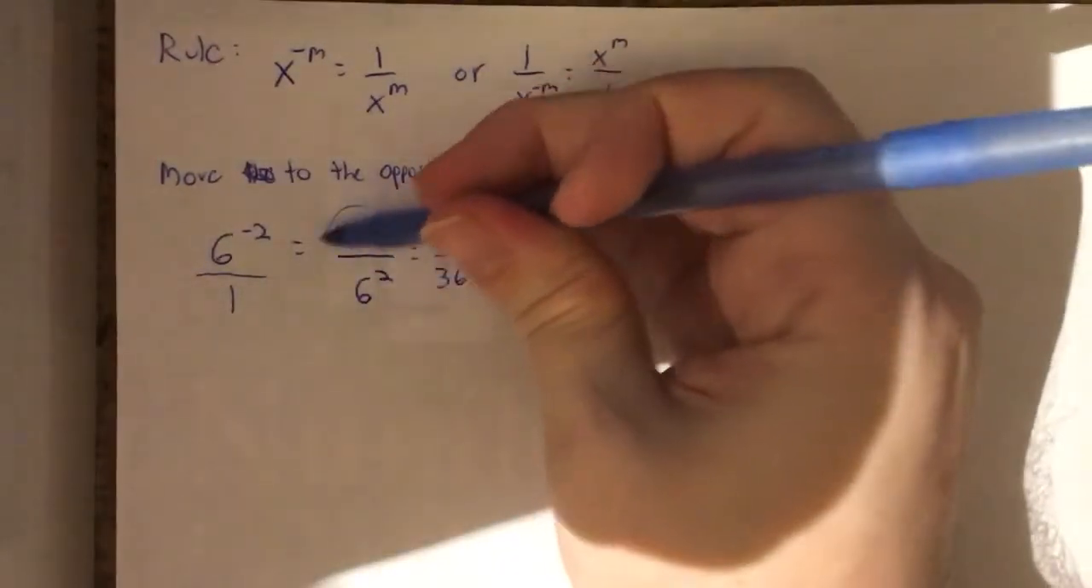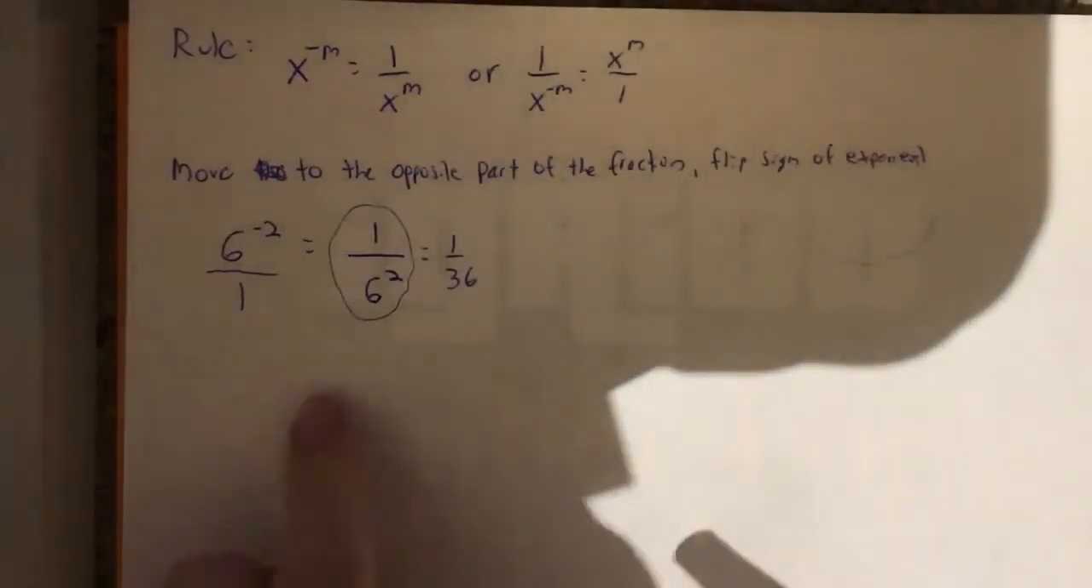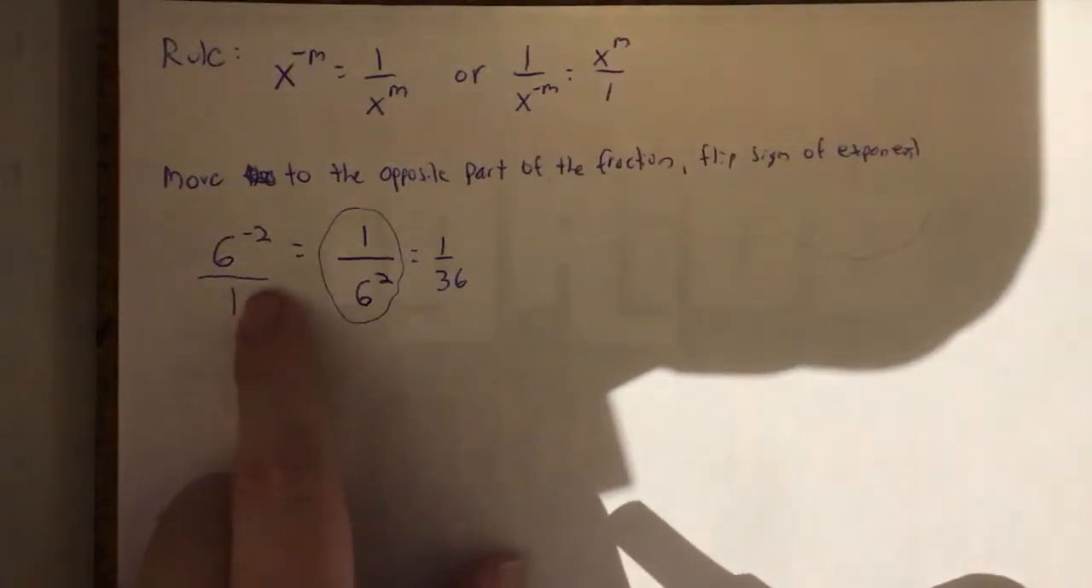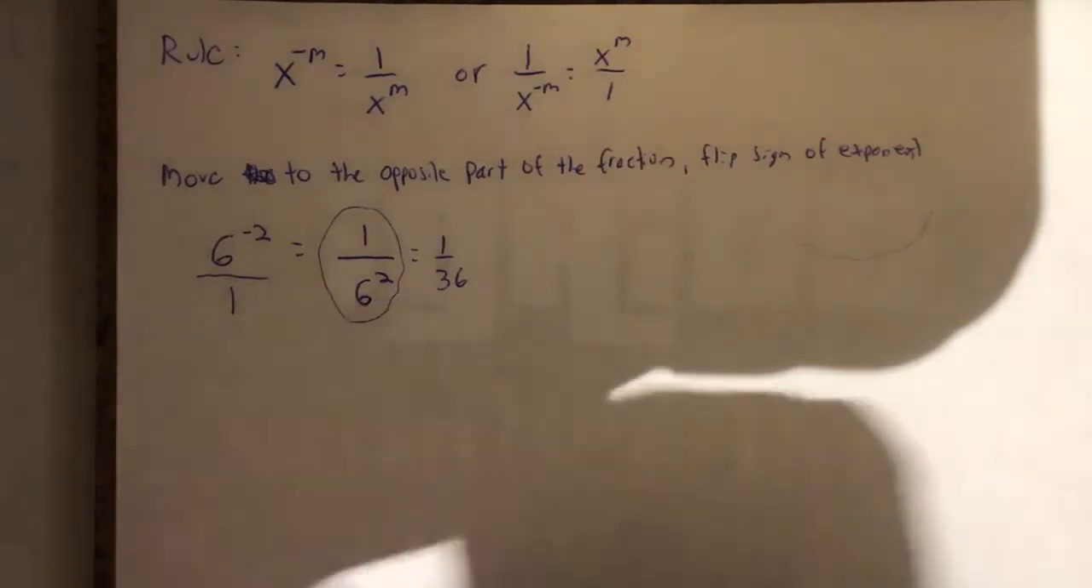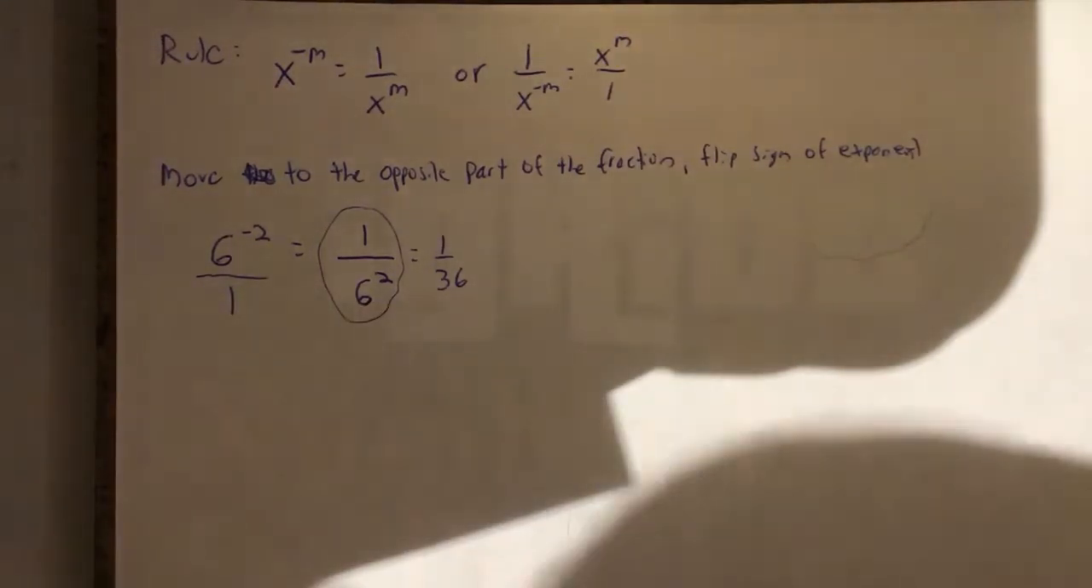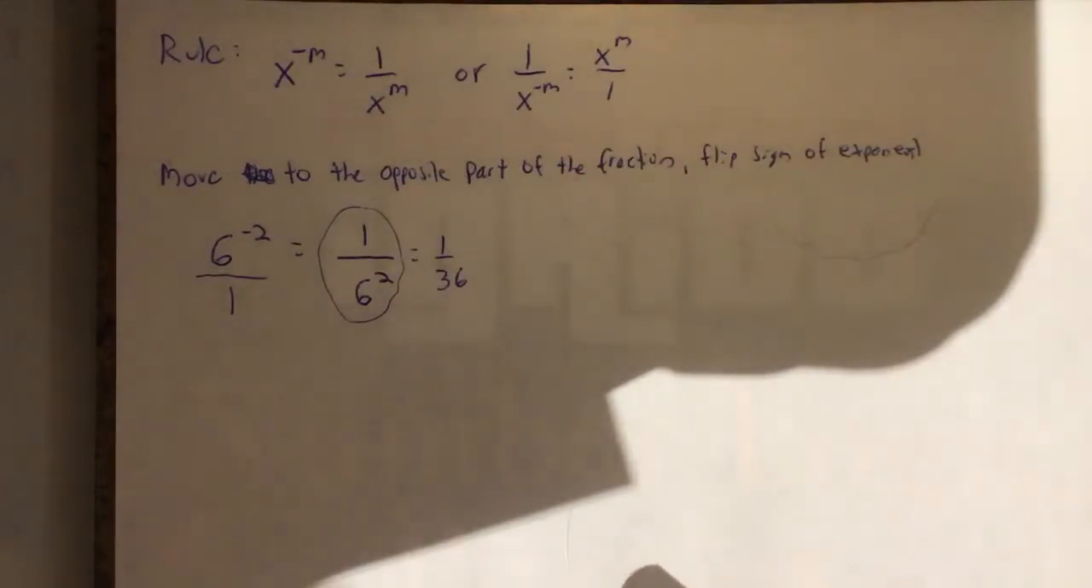But this is all you do. Whatever part of the fraction it's in that's negative, you rewrite it in the opposite part of the fraction and make it positive. So all you do when you have a negative exponent, make it positive by moving it to the opposite part of the fraction, and then use your rules. I like to do this first before I do the quotient or product rules. Just move it, make it positive, and go from there.